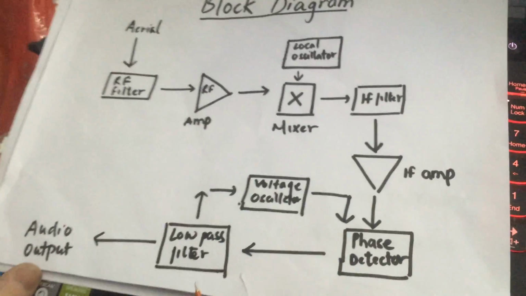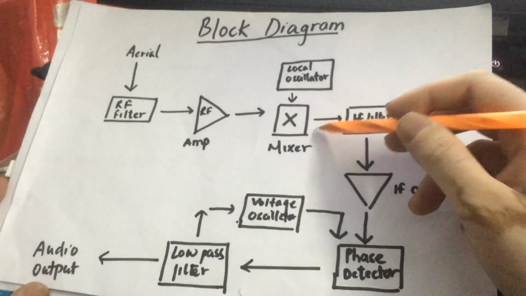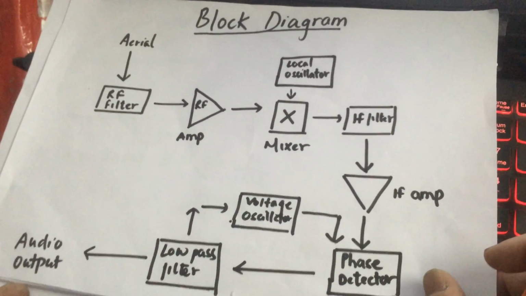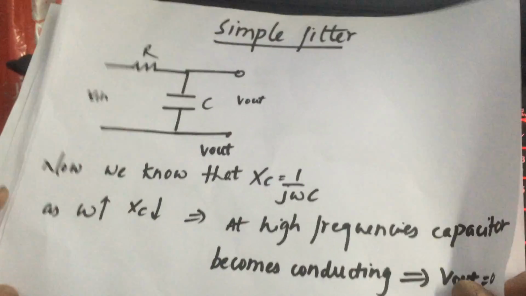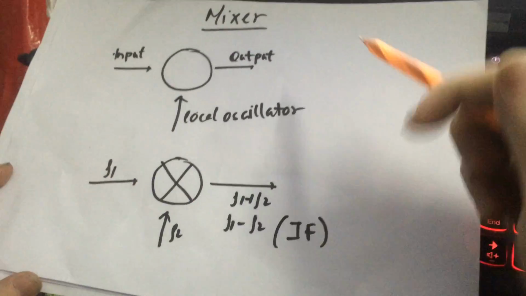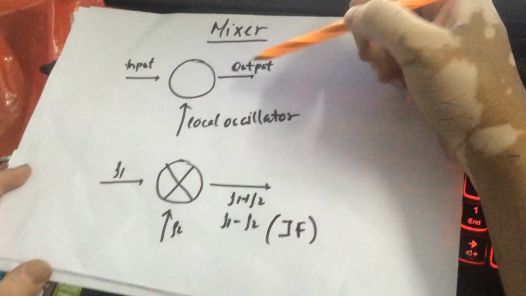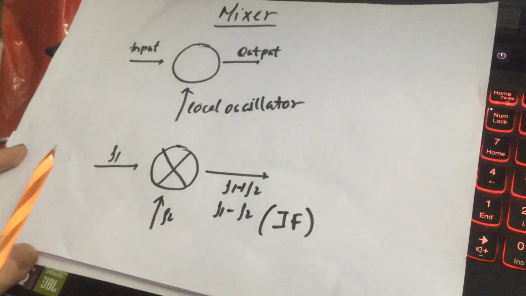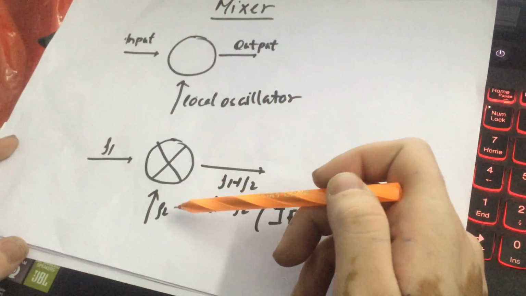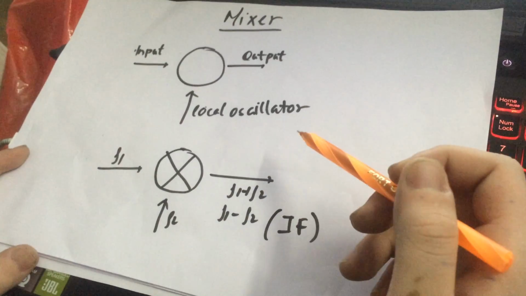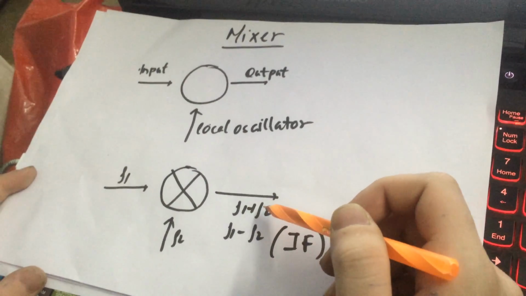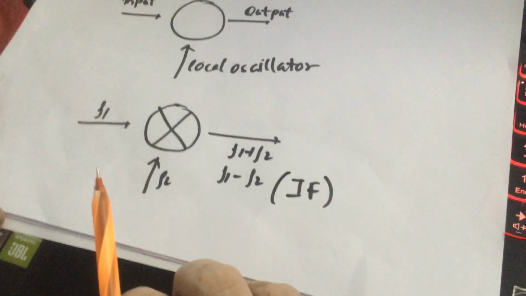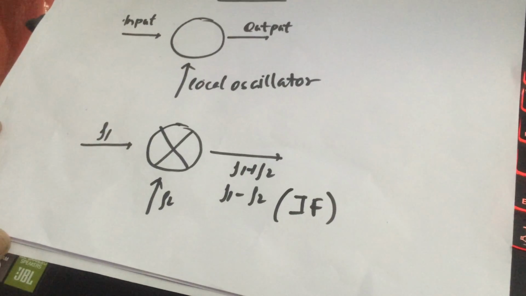Now we pass the signal into a mixer. In electronics, a mixer is a device that combines the input with a local oscillator frequency and generates an intermediate frequency. A mixer is a device having an input and an output, and another input is being fed using the local oscillator. The input frequency is F1 and the local oscillator frequency is F2. So the mixer creates two frequencies, F1 plus F2 and F1 minus F2, where F1 minus F2 is an intermediate frequency which is used in all the processes that we are going to do.